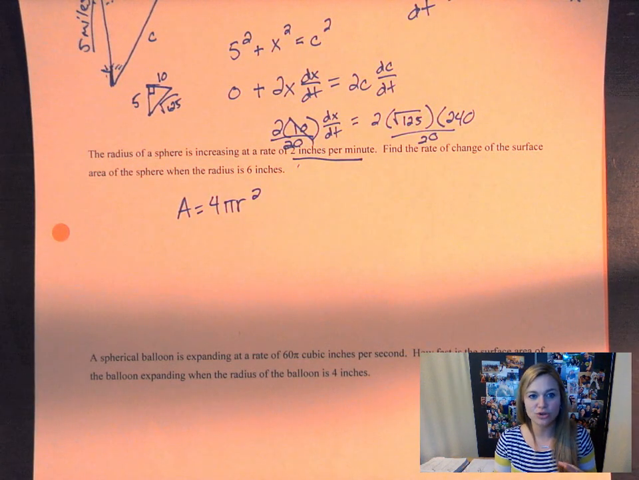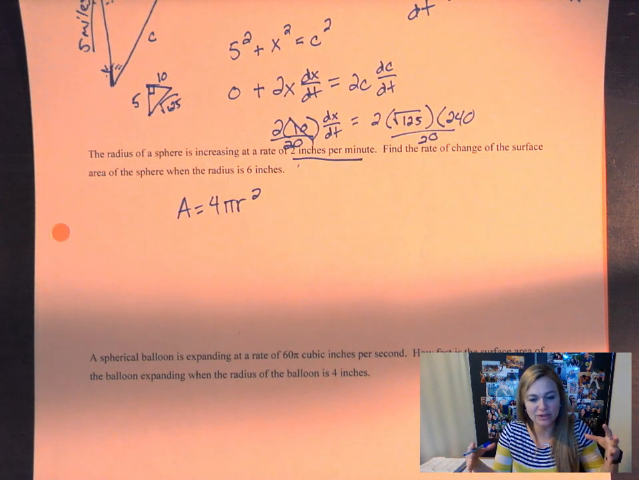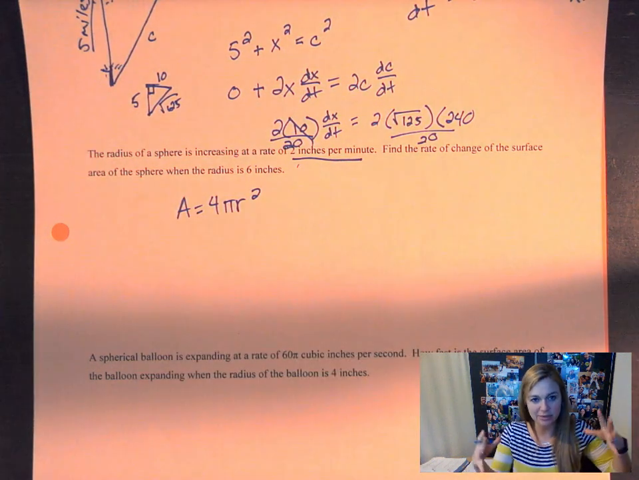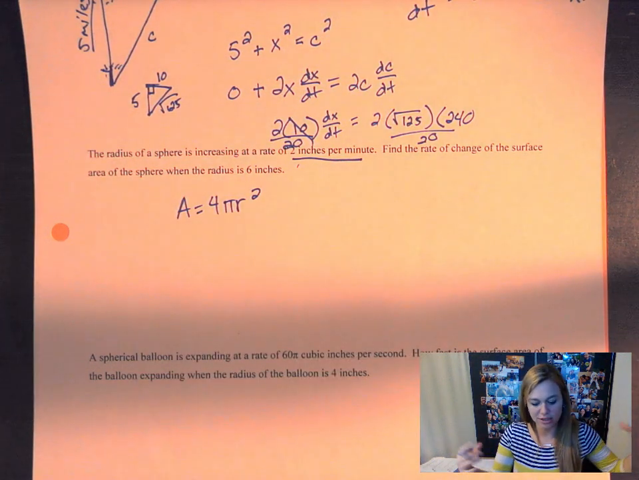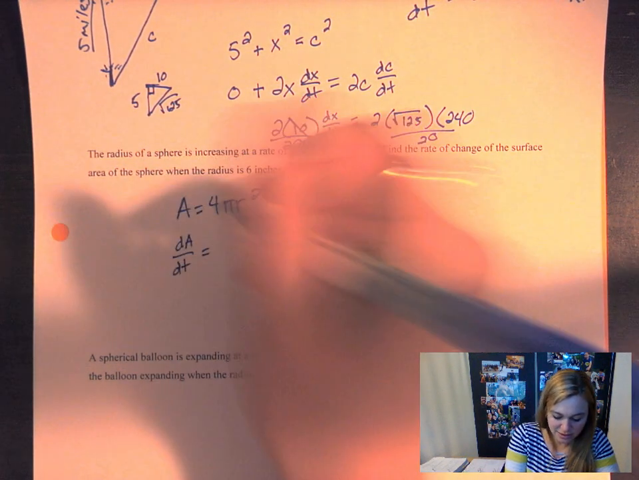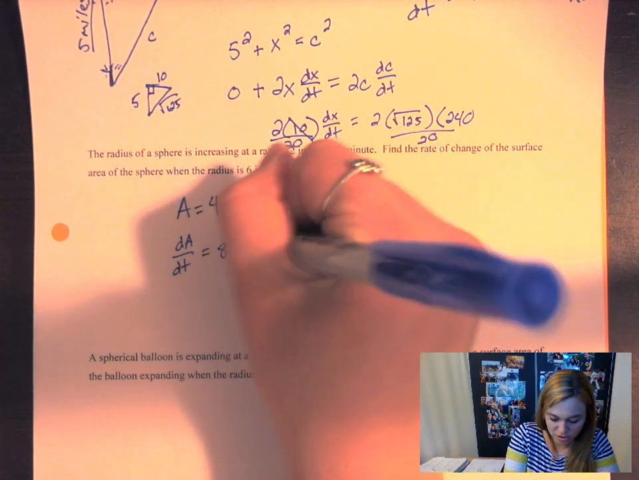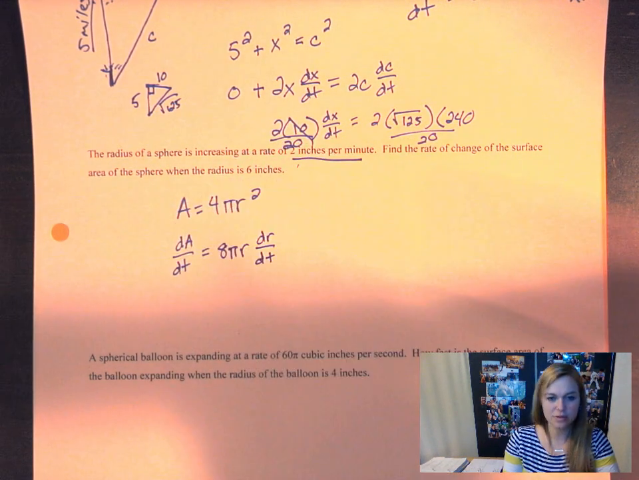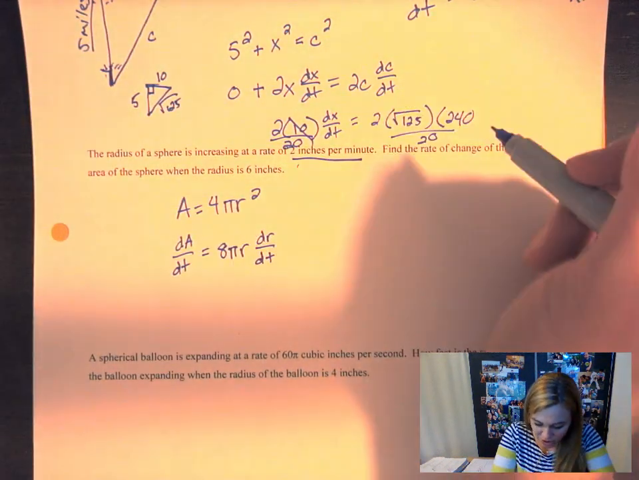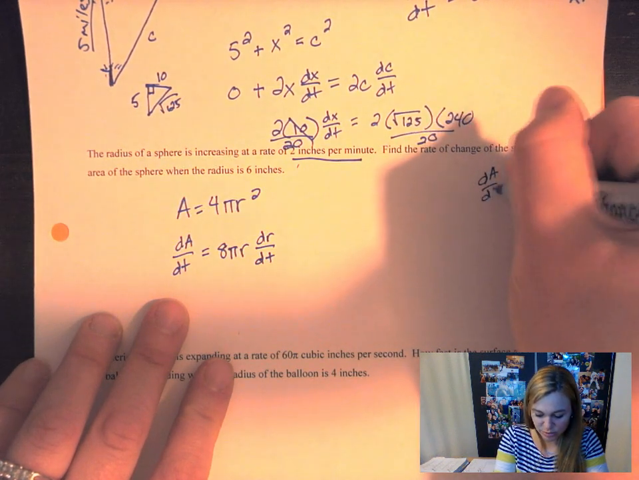It says the rate of the surface area of the sphere, the radius is 6 inches, but that's only for a moment. So the sphere is either getting bigger or smaller. Because this is positive, and increasing, I can see it getting bigger. The radius is changing, the area is changing. So if I take the derivative, dA dt, 2 times 4 is 8 pi r dr dt. I'm trying to find the rate at which the surface area is changing. So the dA dt is the thing I'm trying to find.